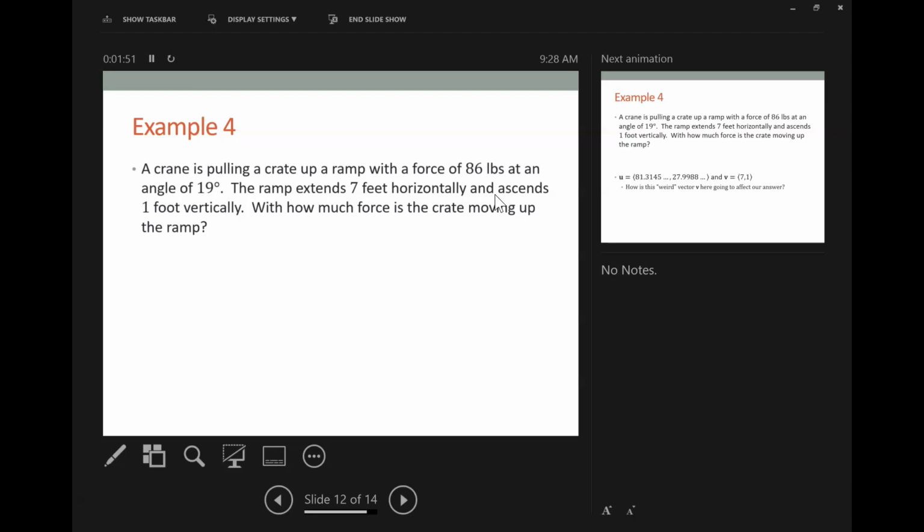How am I going to find the vector for the pull? (86 cosine 19, comma 86 sine 19). Just translate that vector to component form. Everybody happy with that? What's the vector for the ramp going to be? In component form, it's very easy.